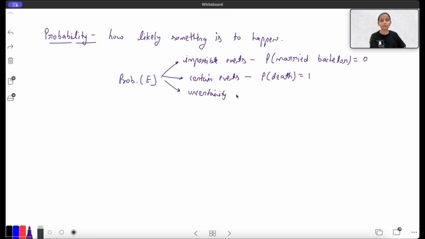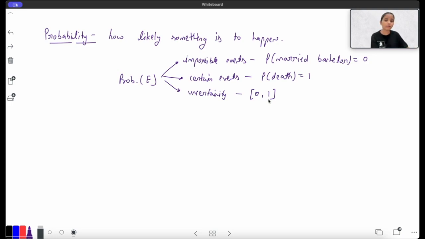Whenever we have uncertainty, and I want to know the chance of a particular event happening, then we are talking about probability. We are calculating probability; we are measuring uncertainty in that case. So in that case, our value would lie between 0 and 1. That's a very basic thing: my probability lies between 0 and 1.